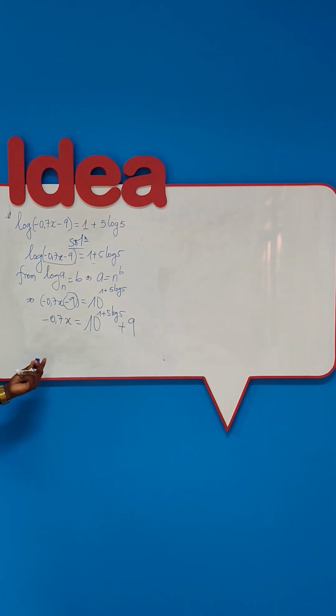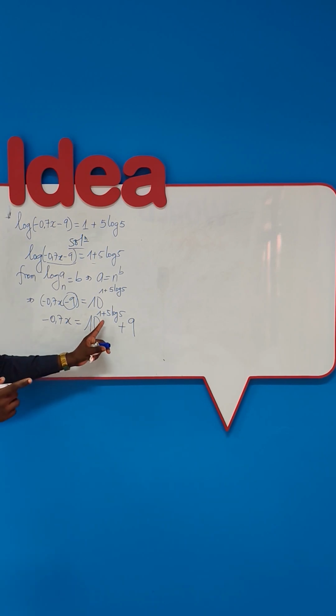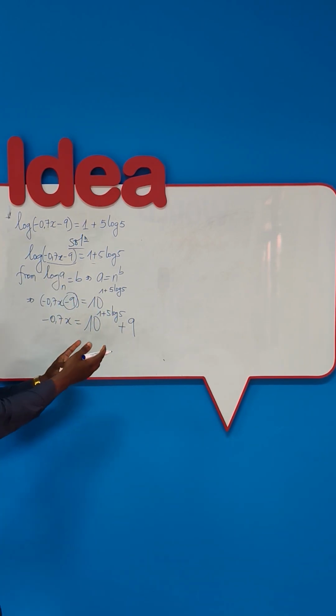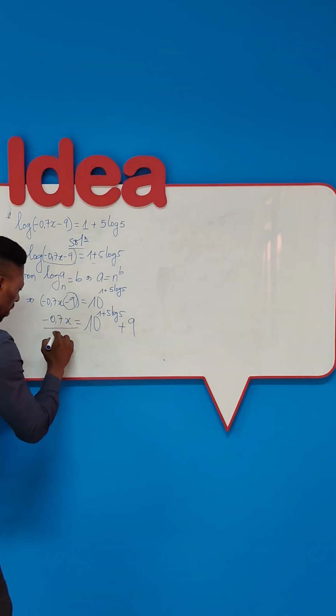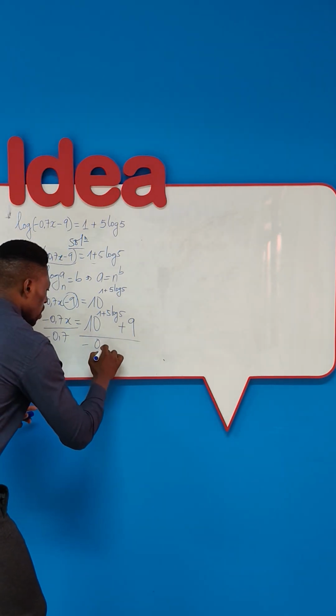At this point we are almost done. This is a familiar form to you, alright? Again, I repeat, it doesn't matter how cumbersome or how complex it looks. It is what you know, and the rule you know, that applies here. So how do we get x here? You simply divide both sides by negative 0.7.